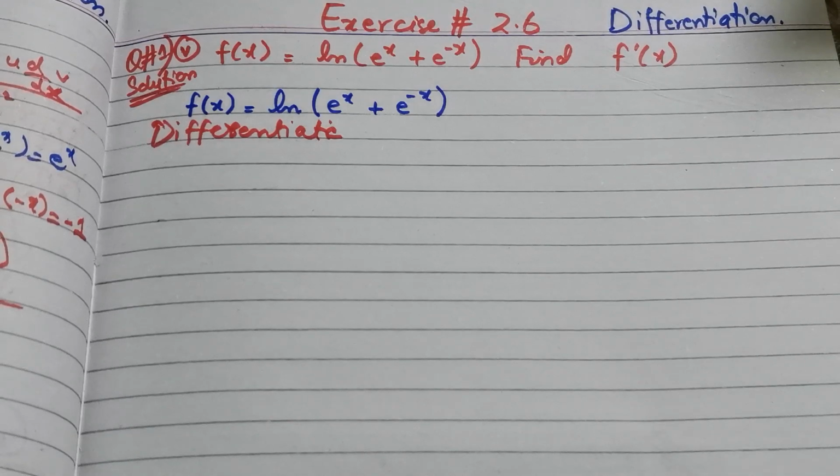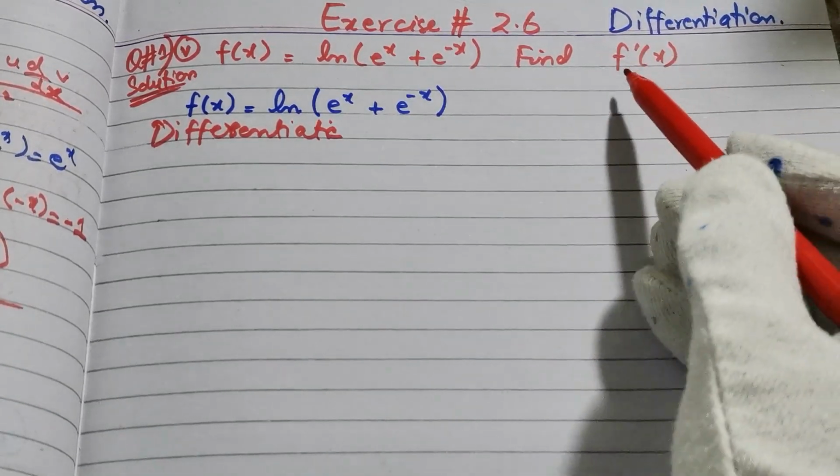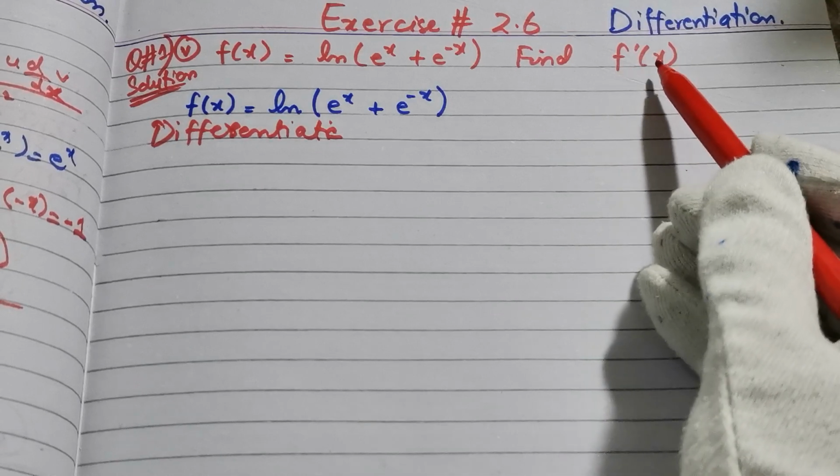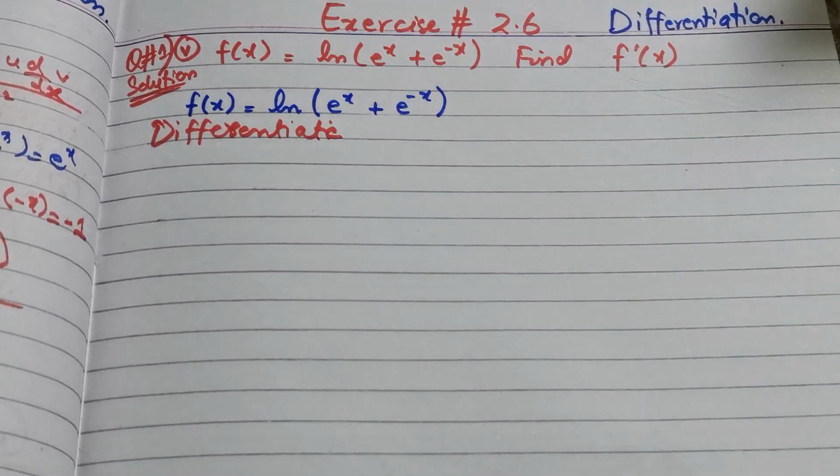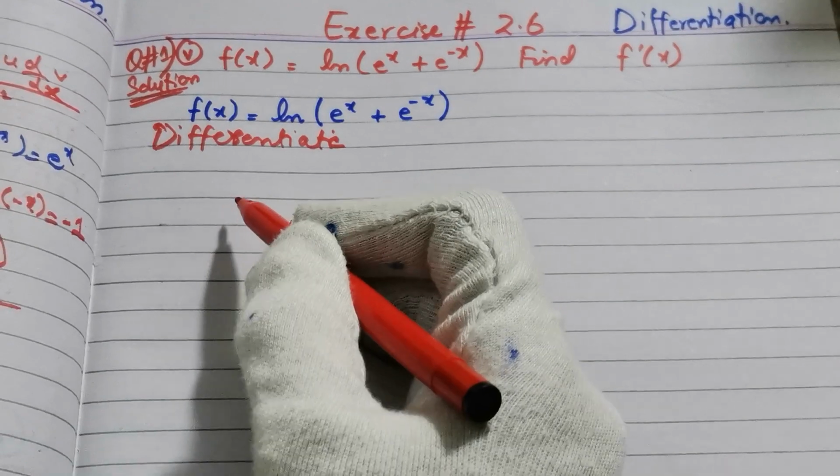Today I'm going to teach exercise number 2.6, differentiation. Question number 1, part 5. f(x) is equal to natural log of e^x plus e^(-x). Find f dash of x. It means we want to find the derivative of f(x), which is f'(x).